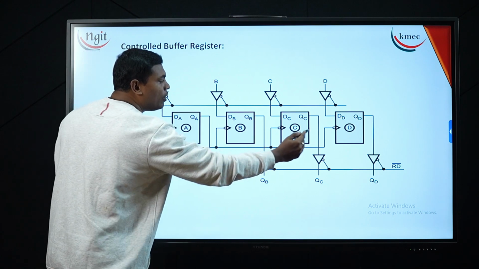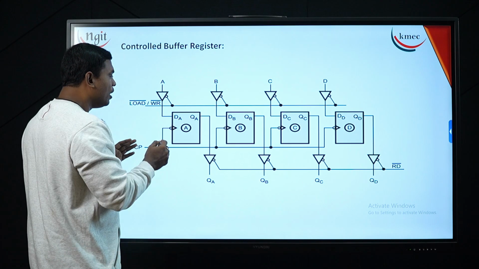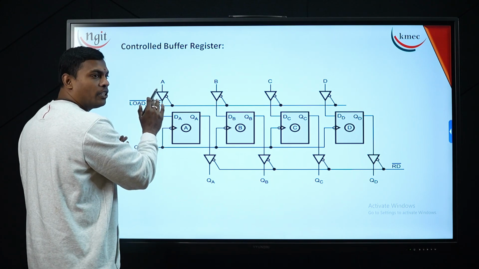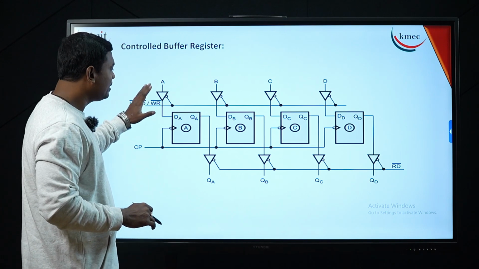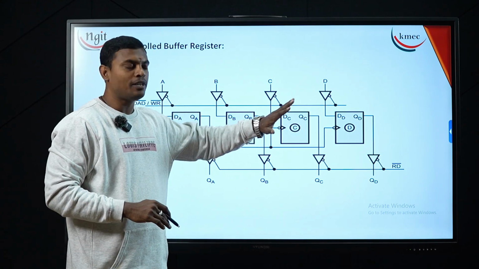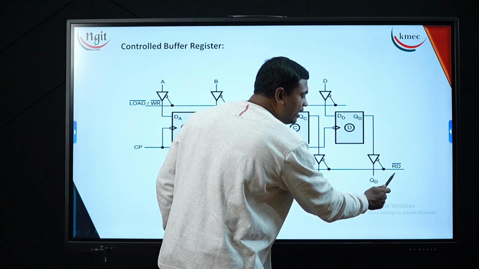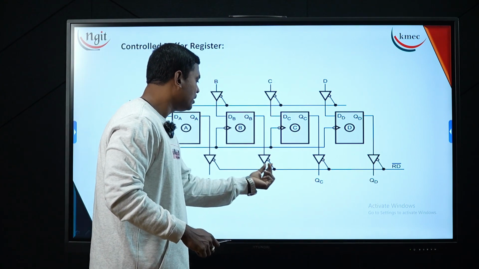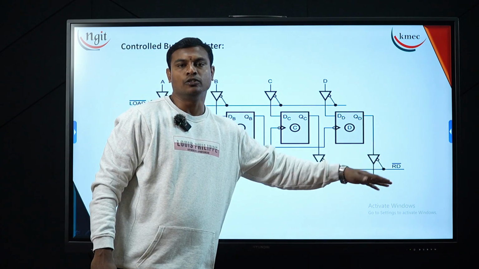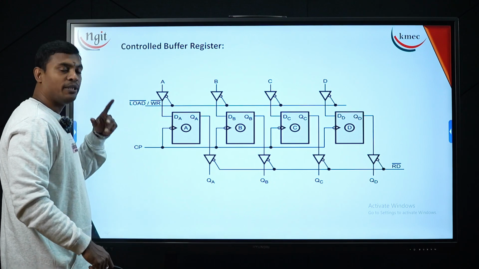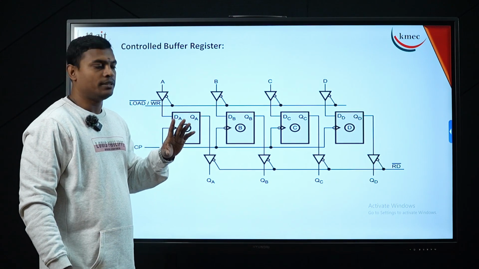From here the operation is normal compared to that of our previous buffer register. Here we are just controlling the loading operation as well as the reading operation. Loading means we are writing some data onto the 4 flip-flops. After loading the data, when we enable our read signal high, all these switches get closed and the data from the flip-flops will appear as the output. So the previous one was the buffer register, and this is the controlled buffer register.